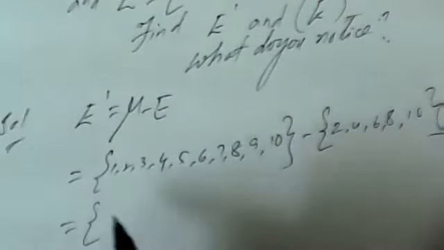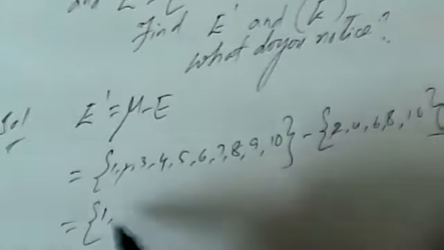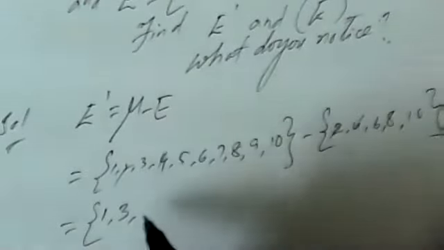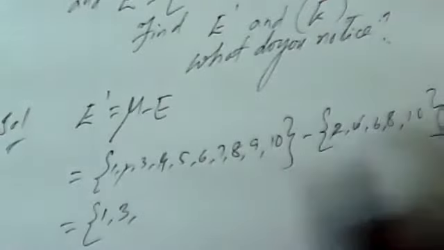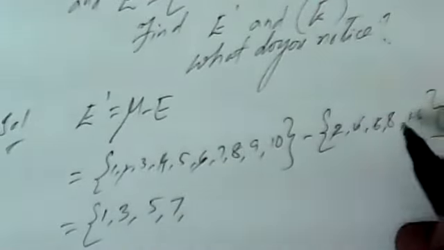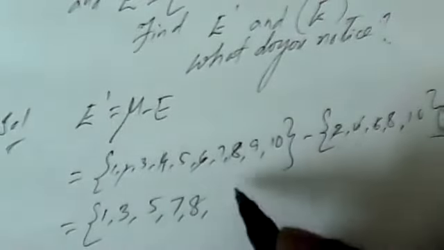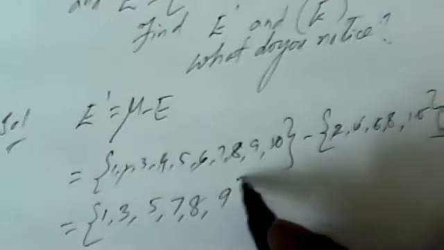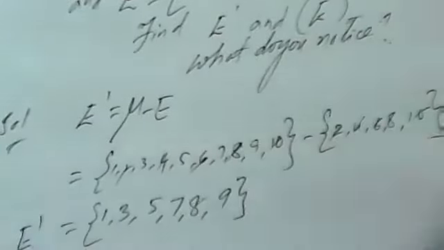Okay, so how do we get it now? 1 is there, not in E, so we write 1. 2 is common, so we should not write 2. 3 is not there, write 3. 4 is common. 5 is not present, so write 5. 6 is common. 7, we write. 8 is common. 9 is not there, write 9. 10 is common. So it is completed. This is E complement.